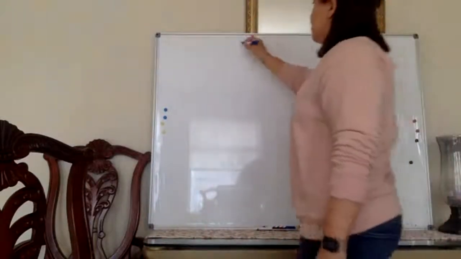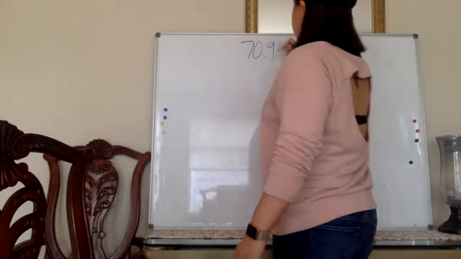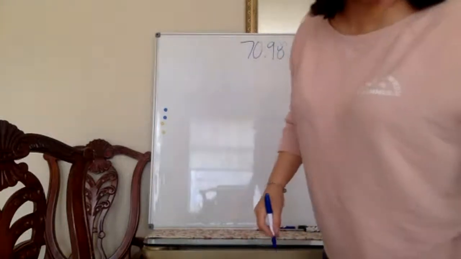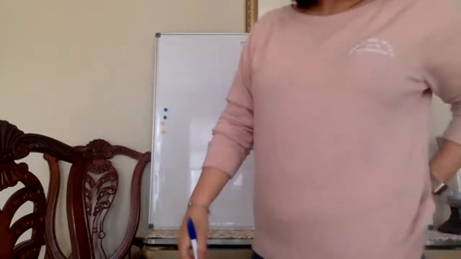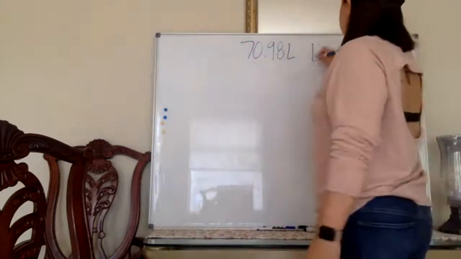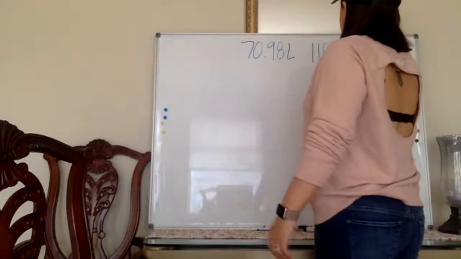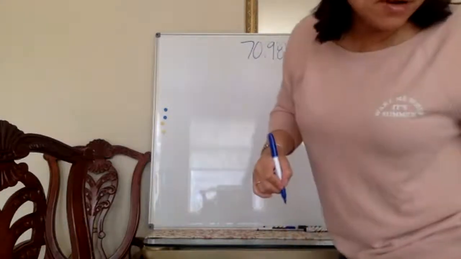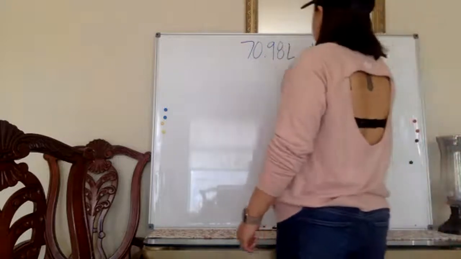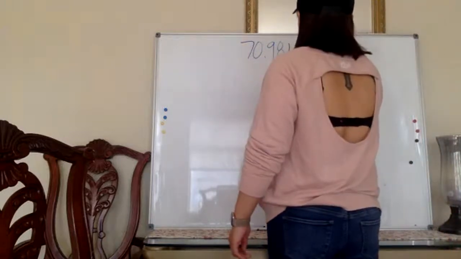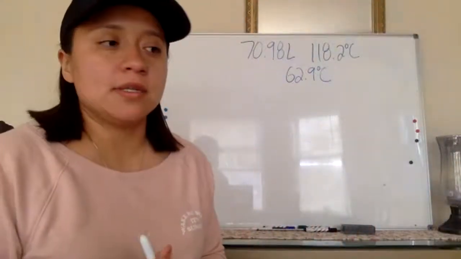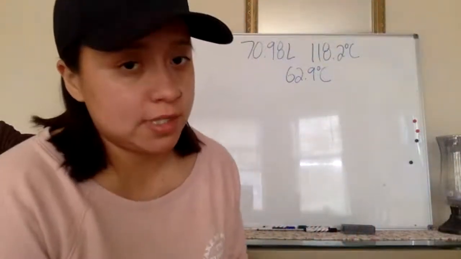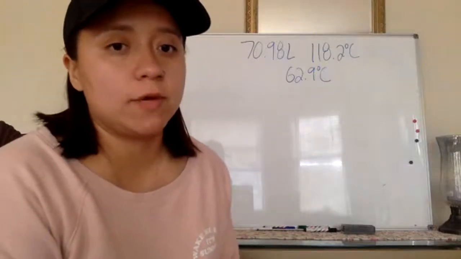Okay, so let's look at what we have. Let's write the numbers. I'm just going to write the numbers here to save time. 70.98 liters, then we also have 118.2 Celsius, and then we also have 62.9 Celsius. Let's look at the variables that each one of these stands for before we decide what law we are using.